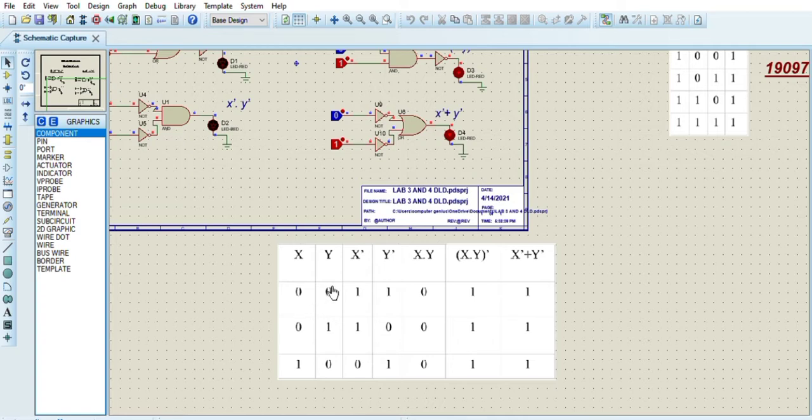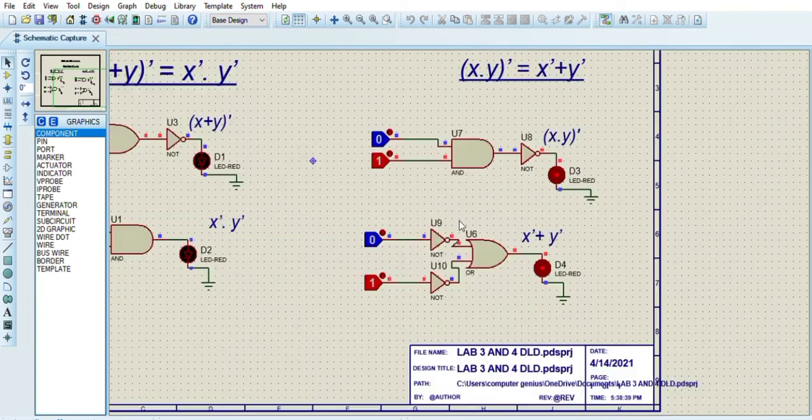If the logic states are 0 0, then it will be 1. If 0 1, then it will be 1, and if 1 0, then it will be 1 too. It will become 0 only in the situation when both the x and y terminals are at the one logic state. So let's see how it works. Here you can see that both these circuits are giving the equivalent outputs when you have the logic states x and y equal to 1.